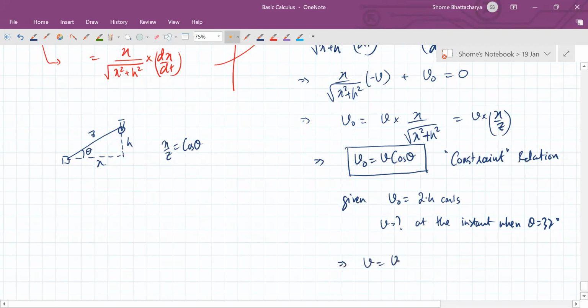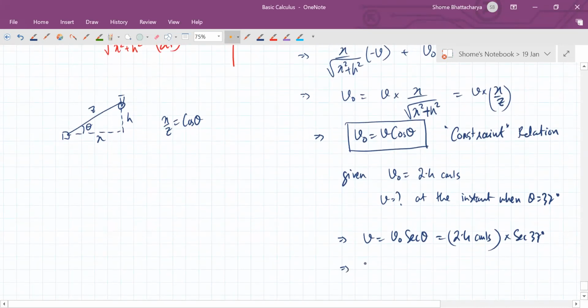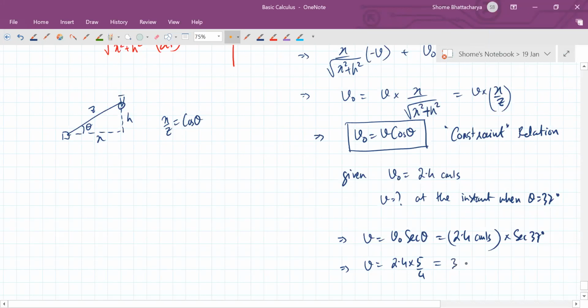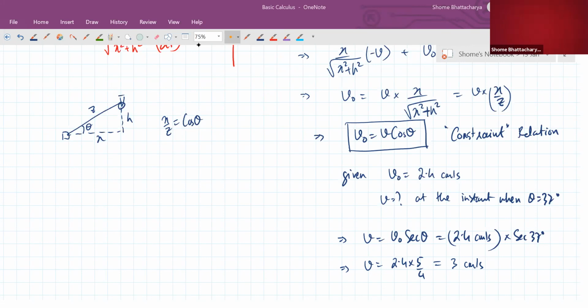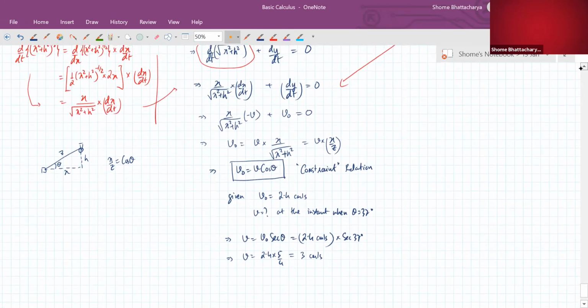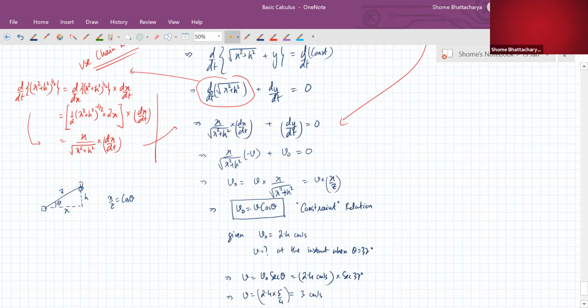So V will become V naught sec theta. In this case, 2.4 centimeters per second into sec 37. So this becomes the instantaneous velocity, as you can see. That was the first part of the question.